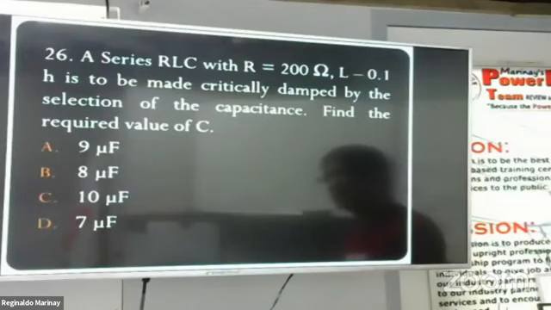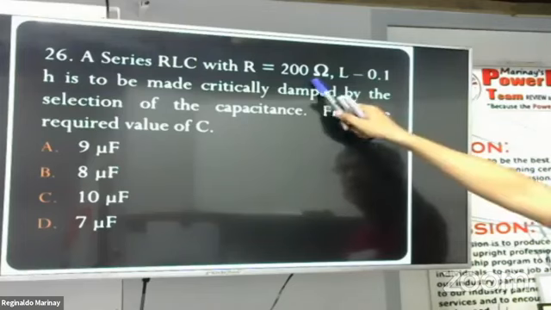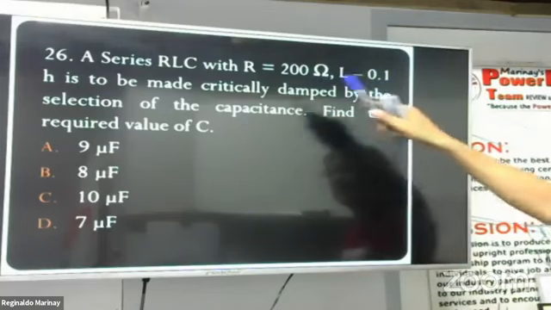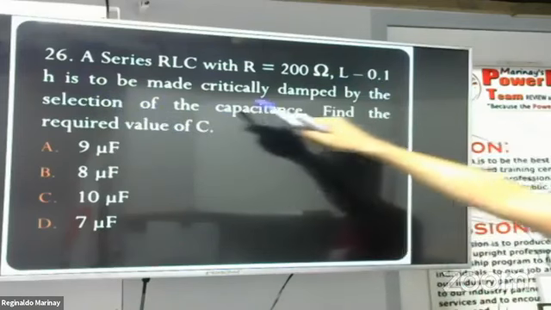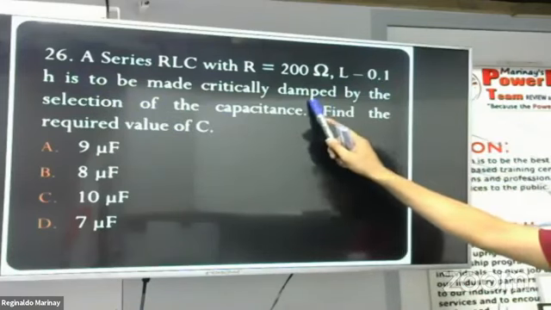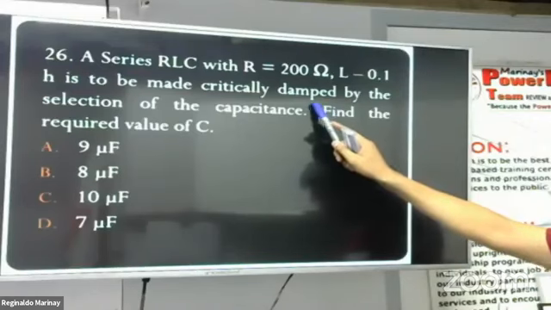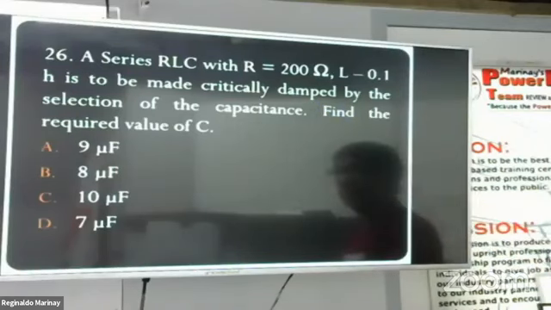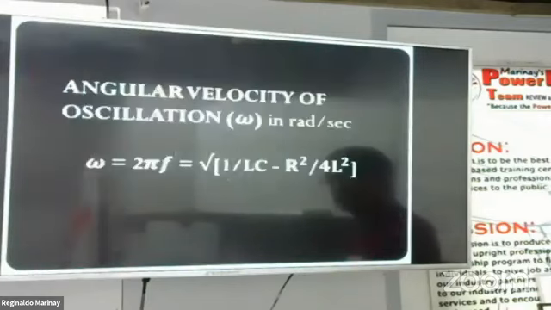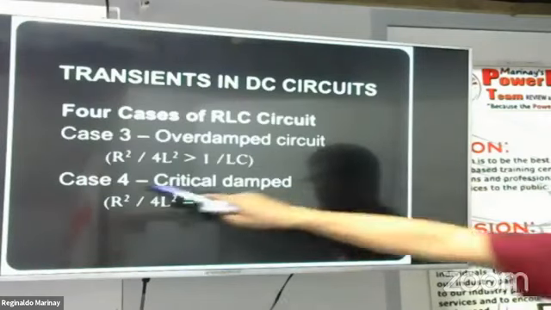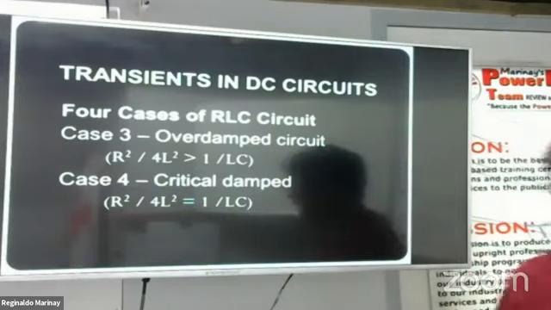Let's go first to our number 26. A series RLC with R 200 ohms, L is 0.1 Henry is to be made critically damped. By the selection of the capacitance, find the required value of C for a critically damped circuit. Let's go now to the critically damped case. What is the equation? That is case number 4. I will write it down here on the whiteboard. What number is this? 26?